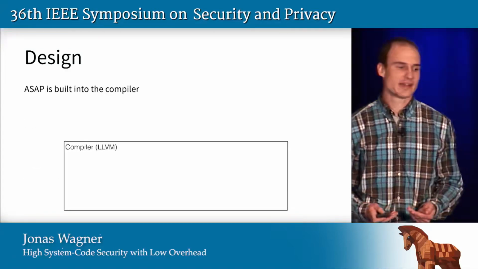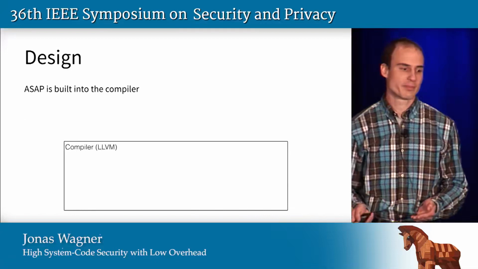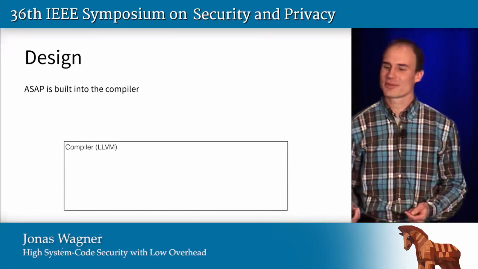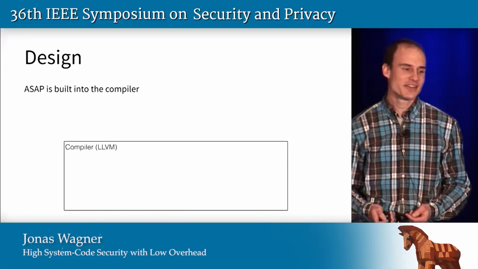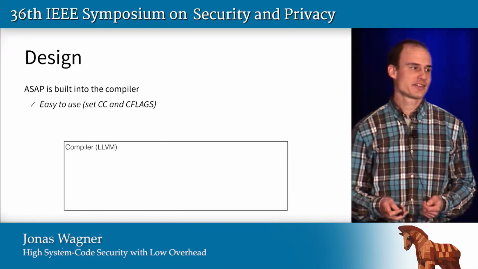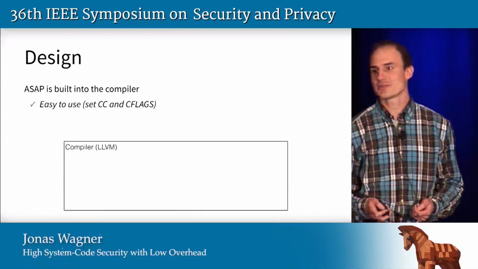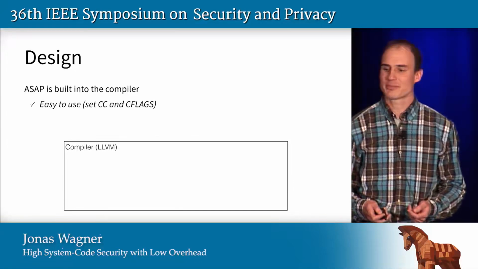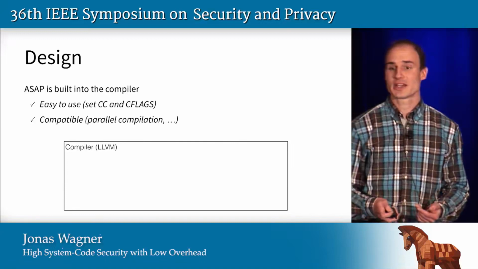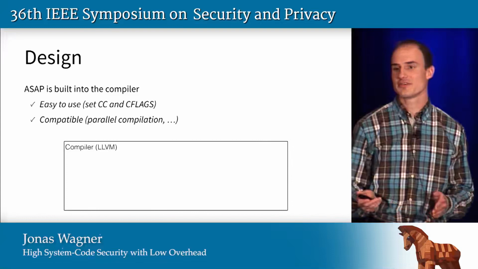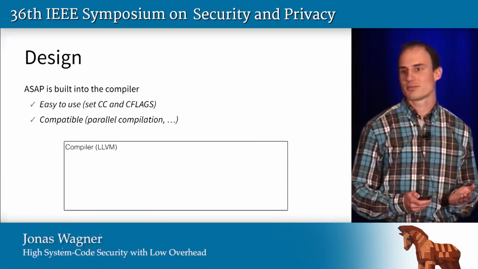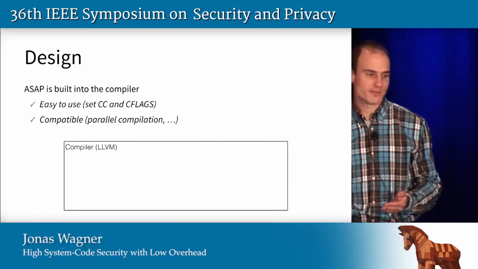Now, we designed ASAP to be built into the compiler. In our case, it's implemented using the LLVM compiler framework. This choice makes ASAP fairly easy to use. Users essentially need to set their C compiler and C flags environment variables, and everything else happens automatically. We also carefully built ASAP so that it's compatible with many different tools that add sanity checks, and also things like parallel compilation or shared libraries.